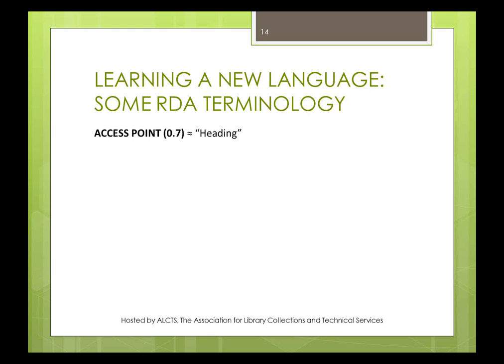An access point is what we think of as a heading in AACR2, be it main entry, added entry, or a subject heading. A key difference in RDA is that these access points now reflect relationships. Relationships between the Group 1 entities, relationships between creators, etc.